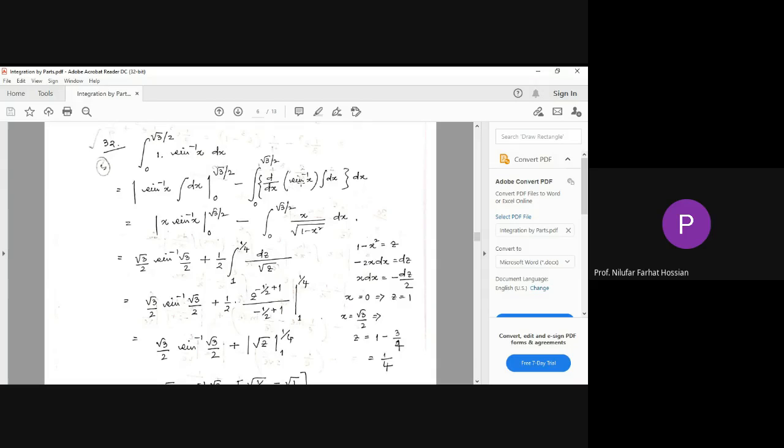Here, what is the d dx of sine inverse x? It is 1 by root over 1 minus x square. d dx of sine inverse x is 1 by root over 1 minus x square and integral of dx is x. So ultimately it is x divided by root over 1 minus x square. Any question here?